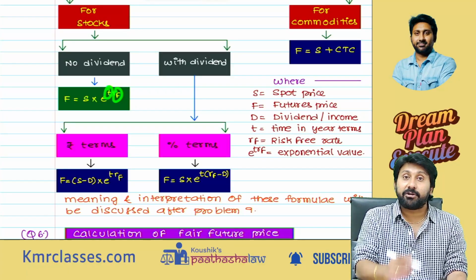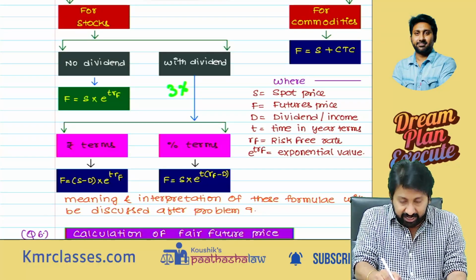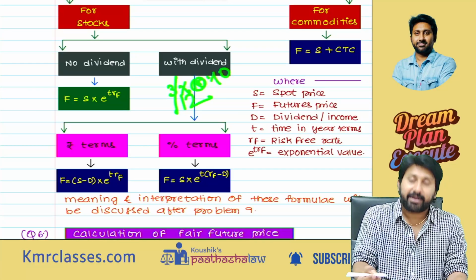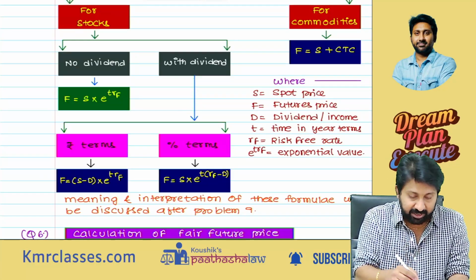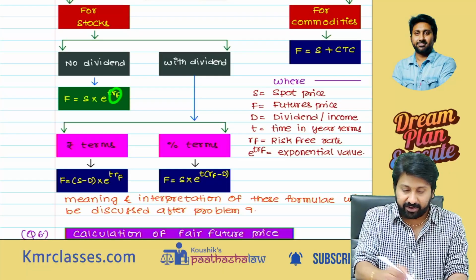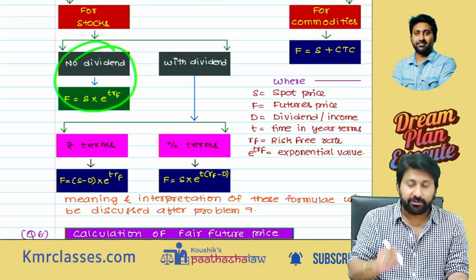Whenever time is given, you should take it in years format. Means if they give you 3 months, 3 into 10% or 0.1, you should not convert like that; convert into years, 3 by 12. Like that you have to do. Okay. So F equal to S into e power T into RF. Like that we have to calculate. So this is without dividend, with no dividend.